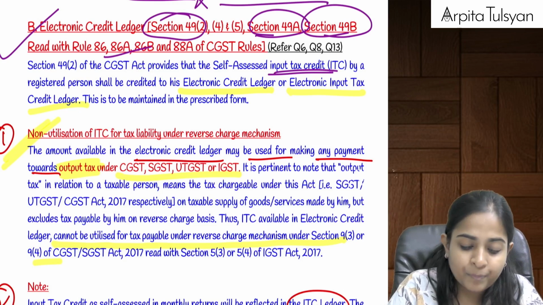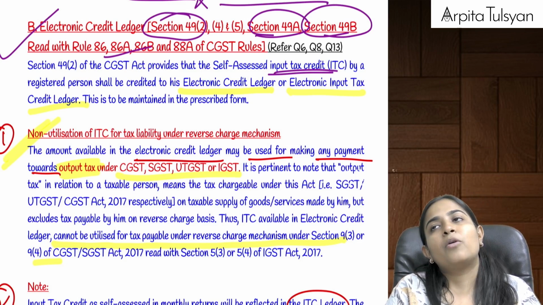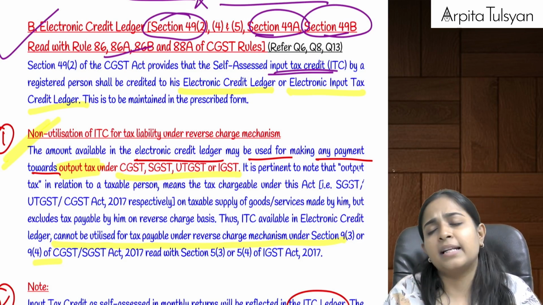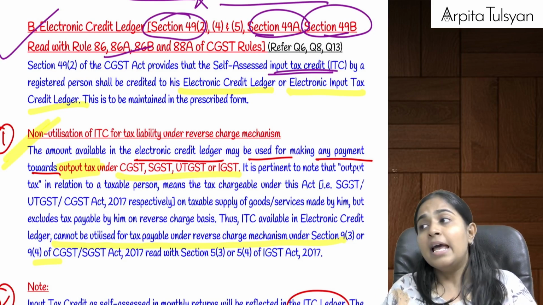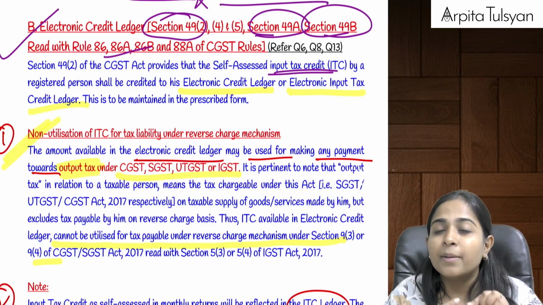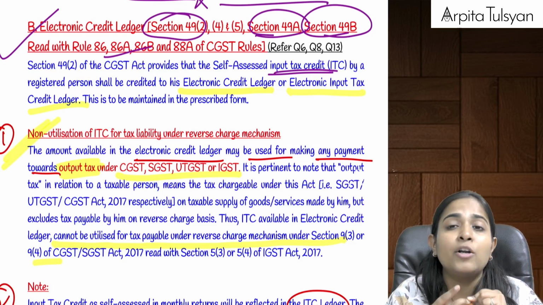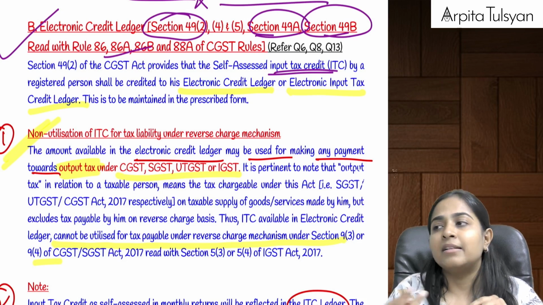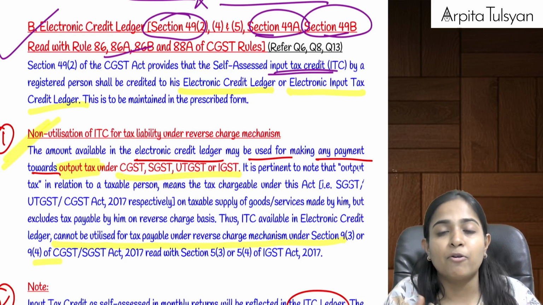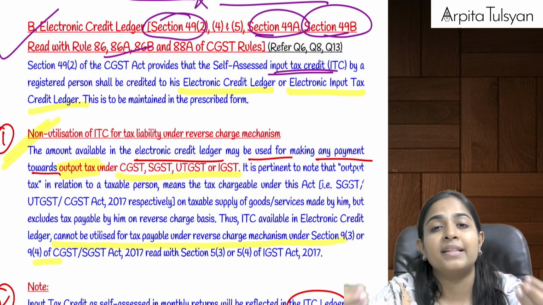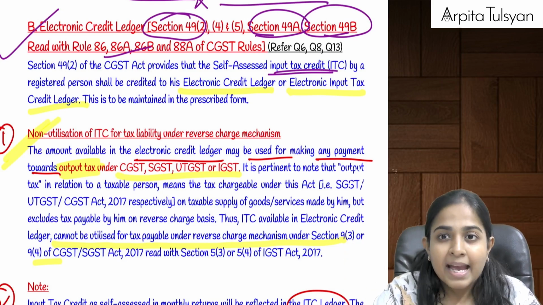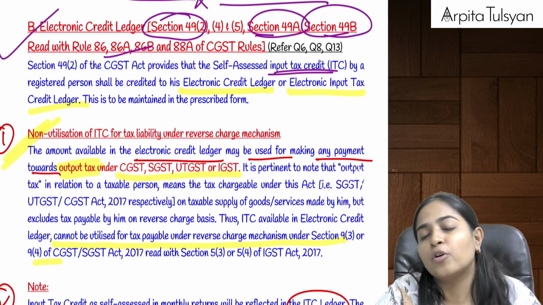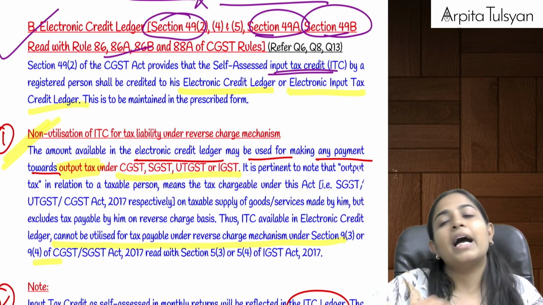This can be called the electronic credit ledger, or it can also be called the electronic input tax credit ledger. And just remember one thing about this electronic credit ledger: there are restrictions, and a super important restriction is that the electronic credit ledger cannot be used for payment of taxes under the reverse charge mechanism. Remember, under some circumstances, even at the time of purchases, the recipient is required to pay the tax directly to the government. Under reverse charge mechanism, that cannot be paid out of the credit ledger, that has to be paid out of the cash ledger only. Okay, another point.